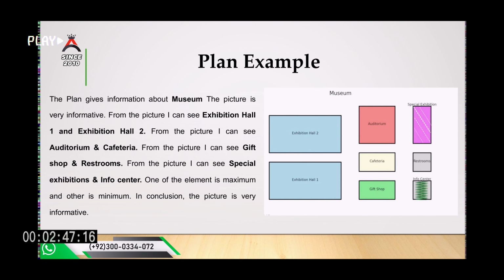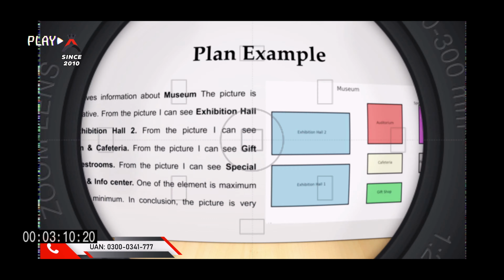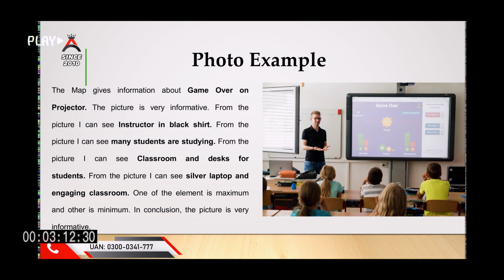Now let's delve into some examples and take a look at the first one. In this image, we have a museum floor. I have extracted the important key points like exhibition hall, auditorium, cafeteria, gift shop, restrooms, info room, etc. and fit these keywords into the mentioned template to prepare and record my answer. There are also some examples like graph descriptions, map descriptions and photo descriptions, and you will encounter different types of photos and pictures in the real exam.